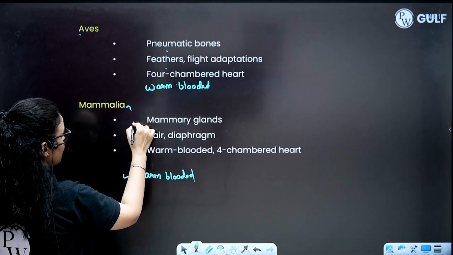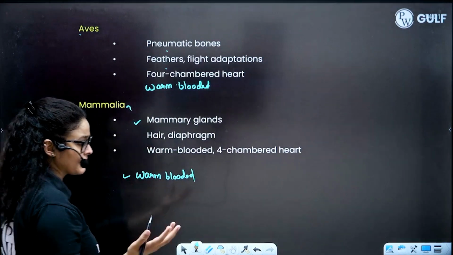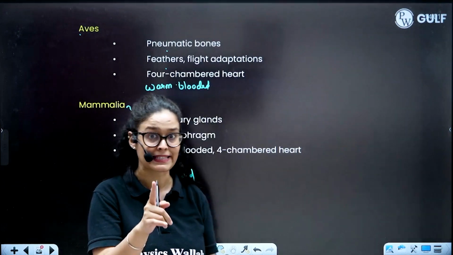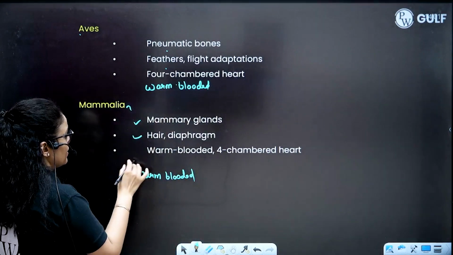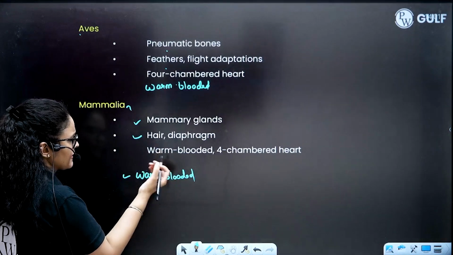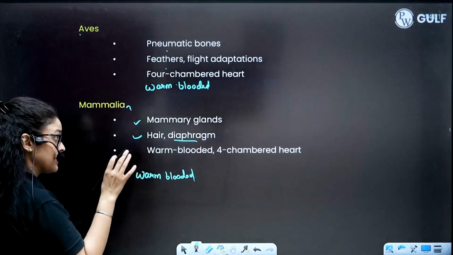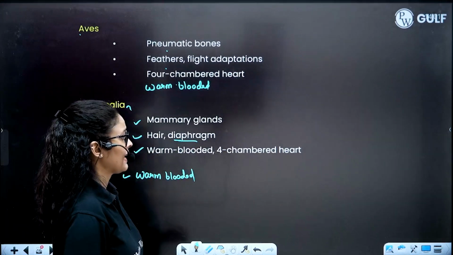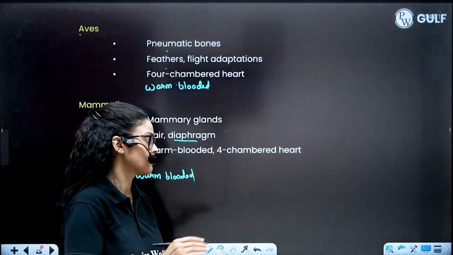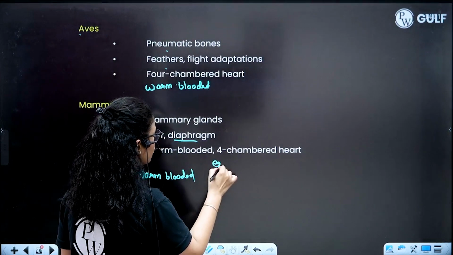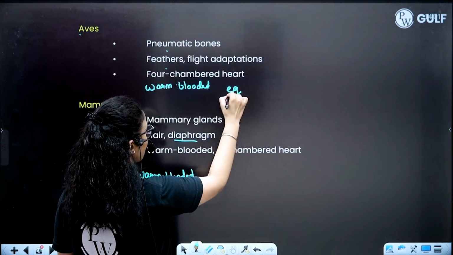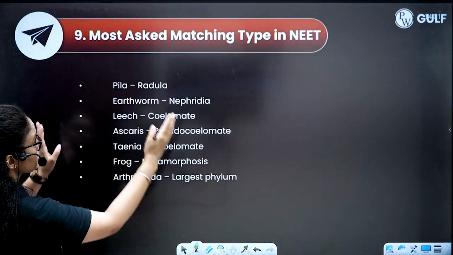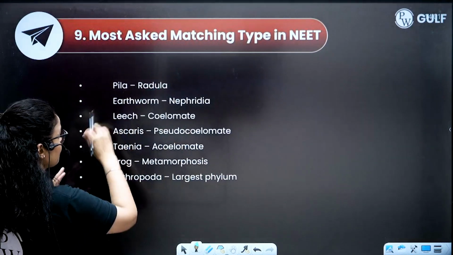Why do we call them Mammalia? Because they have mammary glands to feed the young ones. All of them have mammary glands without any exception. They have hair, but there is a little exception here. They have the diaphragm. This is the exclusive feature. Warm-blooded and 4-chambered heart. And questions on examples also come from here. That's all, kids. This is your important and most asked matching type in NEET.